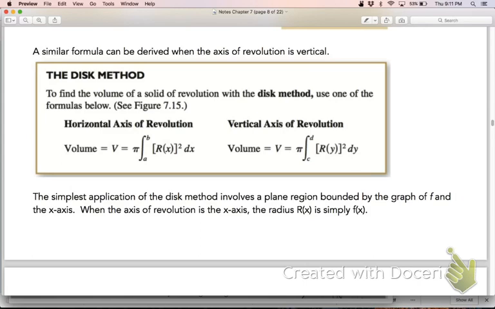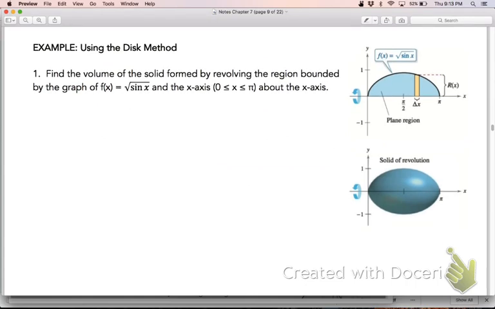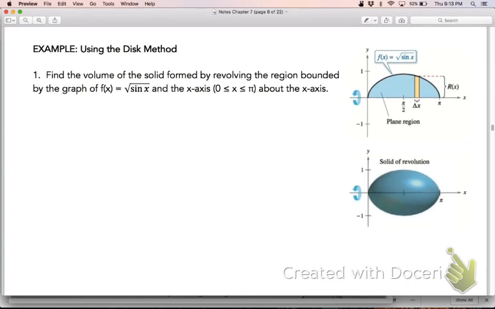Now, one of the big questions here is how to figure out the radius. If the axis of revolution is just the x-axis or the y-axis, then the radius is just going to be f of x or f of y. If it's not, then we might have to think this through just a little bit more, and that is what we'll look at in example 2. So let's look at an example here. We want to find the volume of the solid formed by revolving the region bounded by the graph of f of x equals the square root of sine x and the x-axis from 0 to pi.